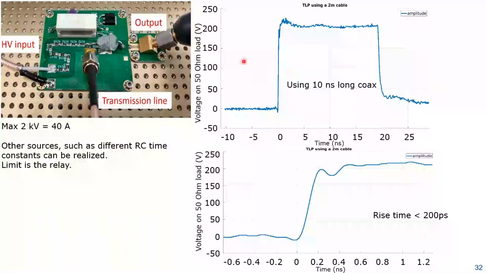Then we have a transmission line pulser. And here's a pulse, rises in like, I don't know, 200 pico. And it can go up to 2000 volt. Right now this pulse length is 20 nano, but the pulse length can be adjusted.